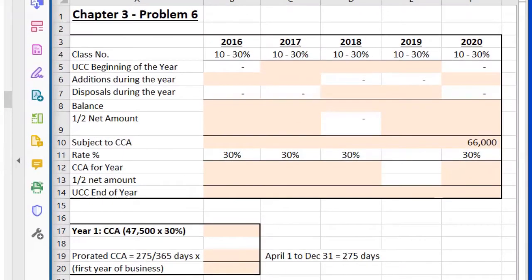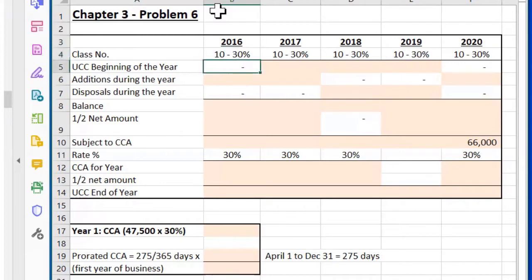So first up, we are going to tackle the year 2016. So here I am over here in 2016. Now the class number for delivery vans is automotive equipment, and each individual one is not going to go into its own class 10.1, because each one of these vans costs well under $30,000. So class 10 is 30%. I like to write that at the top so that I don't forget.